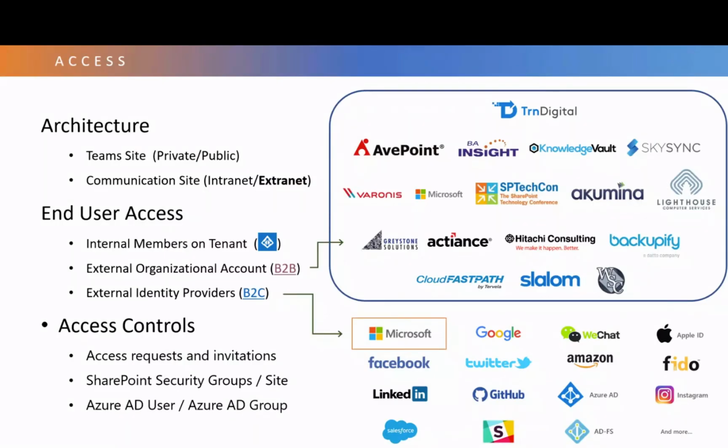So, end user access. Typically you have your internal members, and you could decide to give access to members individually, or you could use an Azure dynamic group, or you could put mail-enabled security groups into your site. There are many ways you can give people access to a communication site. For a team site, you still have to manage those users.